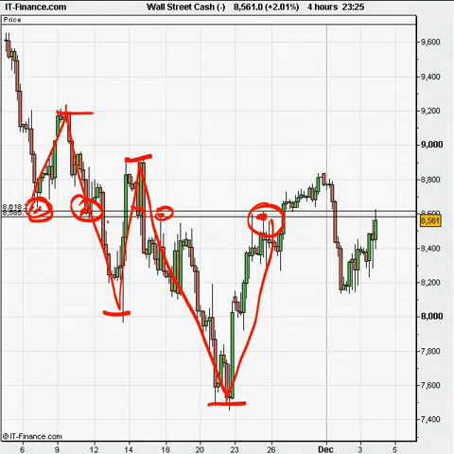What I'll do is I'll remove these lines and then I'll show you a current setup that I'm looking at based on the fact that this level has acted as a relevant horizontal support and resistance line in the past.